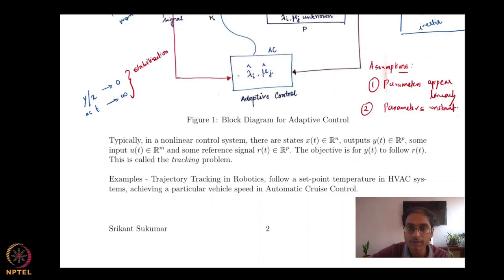But what we are typically always interested in is a tracking problem. Similarly, you have a set point temperature in HVAC, that is air conditioning systems. Then if you want to achieve a particular vehicle speed in an automatic cruise control, that also falls under the category of a tracking problem. Because you want to achieve a particular speed irrespective of what the road conditions are. That is, if it's an upward incline or a downward slope, doesn't matter, you still want to remain at a particular speed. Alright? So that is the idea of a tracking problem.